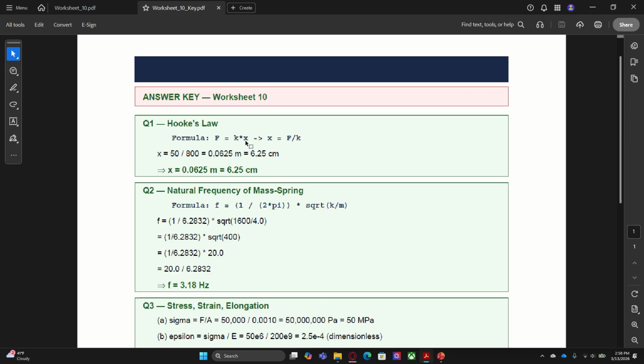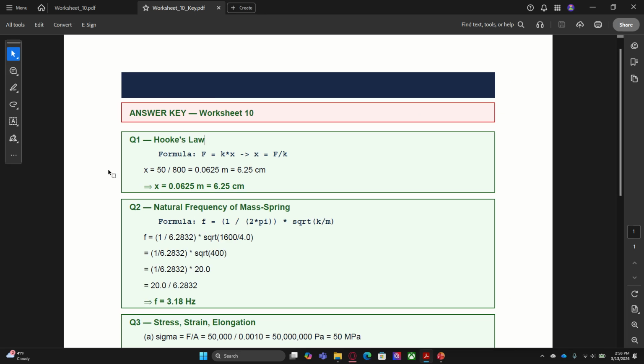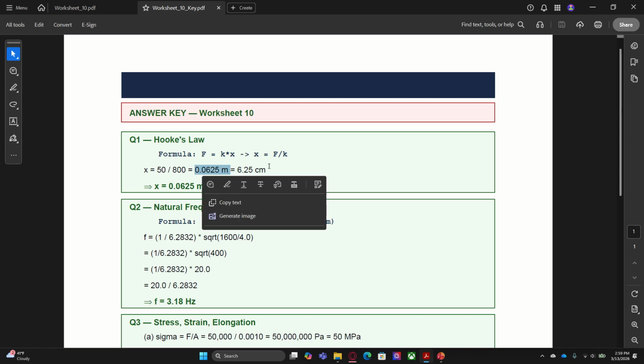To solve for Hooke's law, our formula is force equals k times x. Solving for x, or our displacement, we're going to take our 50 Newton force divided by our spring constant, 800 newtons per meter, which gets us 0.0625 meters. And it's okay if you leave it like that for your final answer.